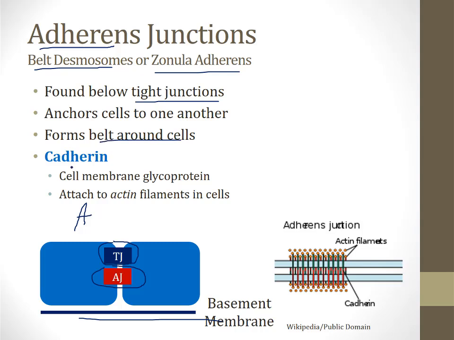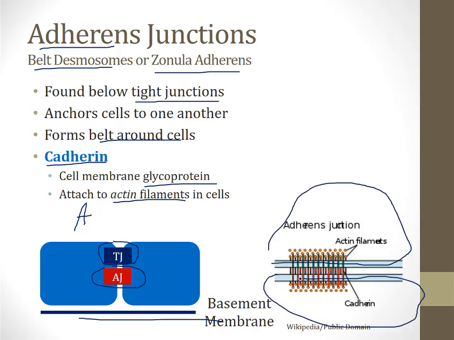One of the major proteins you find in these types of junctions is called cadherin. This is a cell membrane glycoprotein, and what it does is it attaches to actin filaments you find inside the cells. So let's look at this picture on the right side of the screen. We've got one epithelial cell here, we've got another one here, and they are going to be linked together by an adherens junction. There are actin filaments found inside of each of the epithelial cells, and the cadherins link those together so that the two epithelial cells are therefore joined.